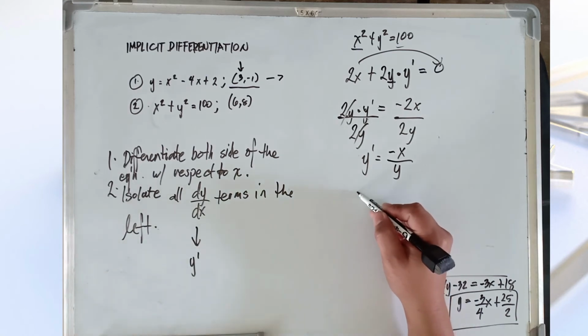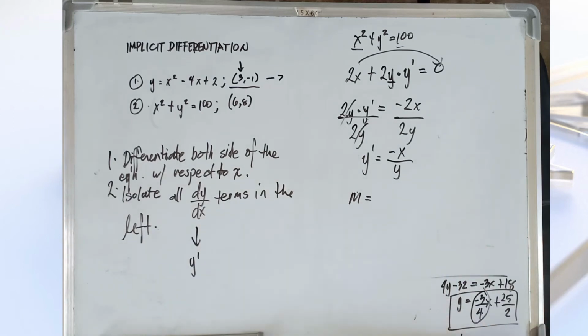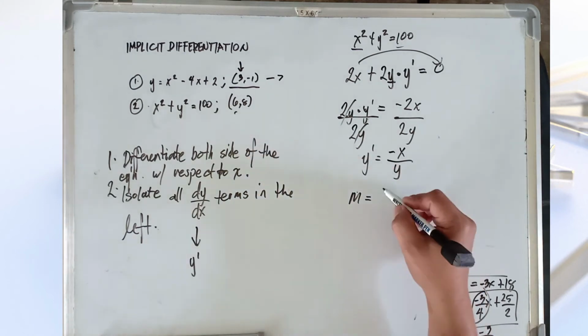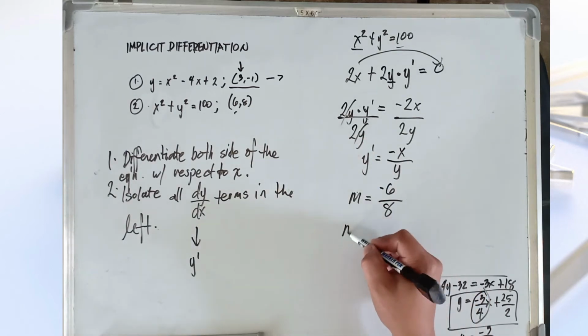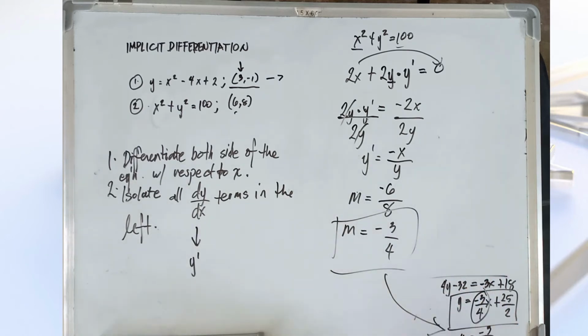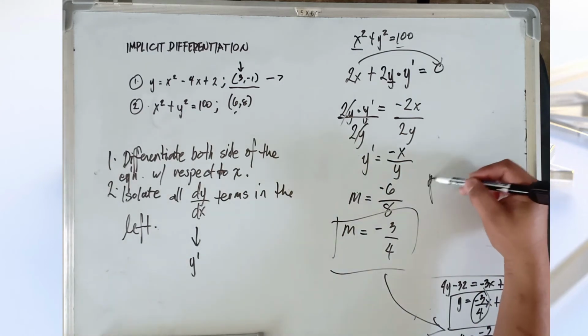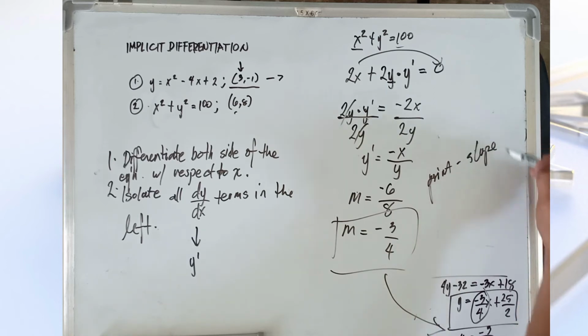Now let's see whether we can have the same slope here, since this slope here is negative 3/4. Let's see if the same. What is your x? X is 6, that's negative 6. What is y? That's 8. So simplifying that further, we have negative 3/4. So parehas lang, di ba? Then proceed to the point slope form. Parehas pa rin makukuha natin na y is equal to negative 3/4 x plus 25 over 2. So that's how we apply implicit differentiation.